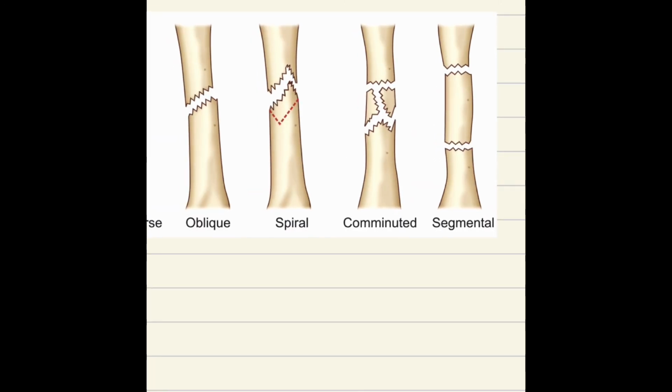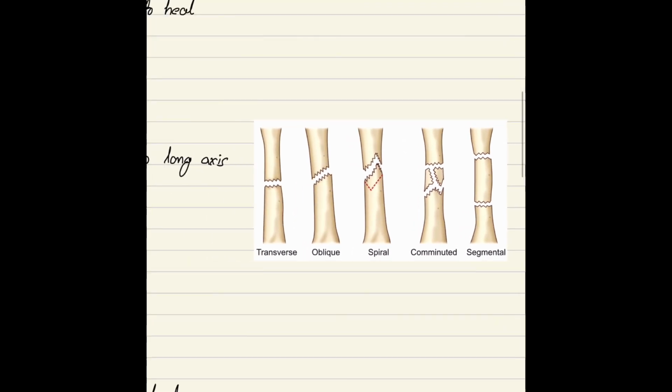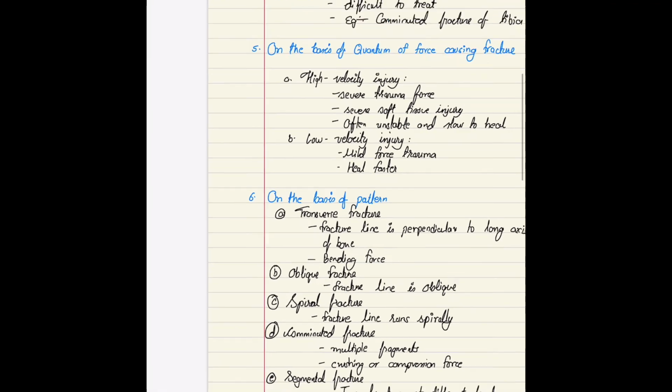In case of segmental fractures, there are two fractures at different levels. So you can see there are two transverse fractures, one up and one down. So it's known as segmental fractures. So these are all the classification of the fractures.